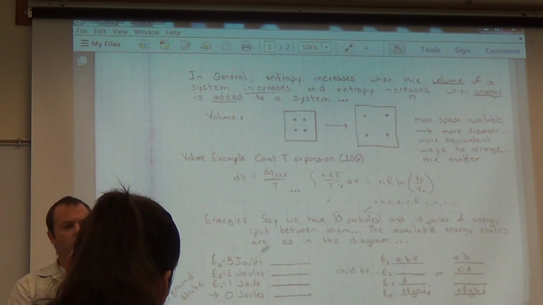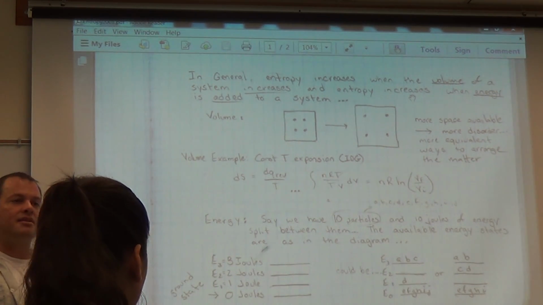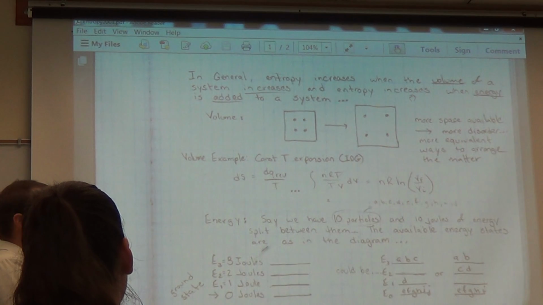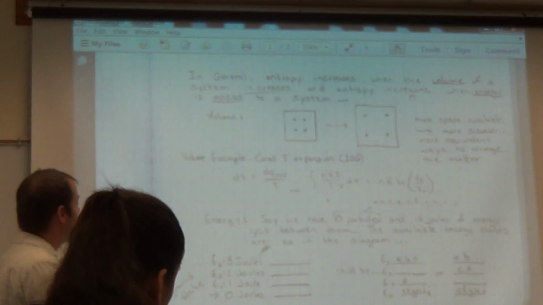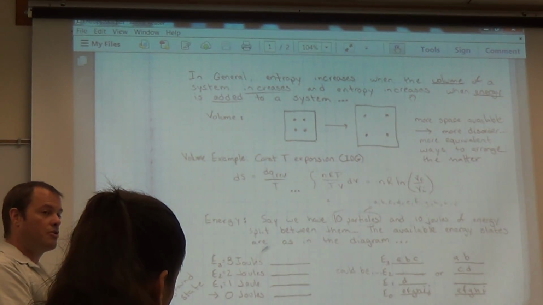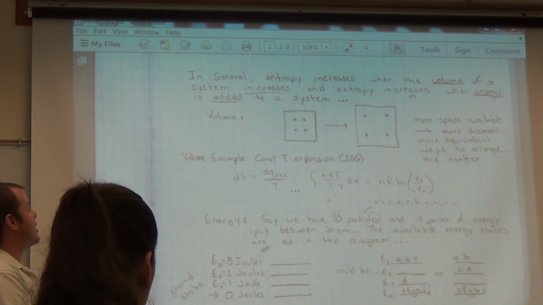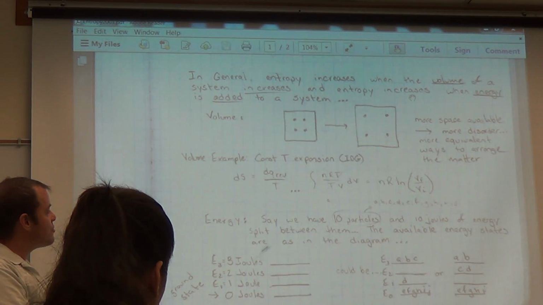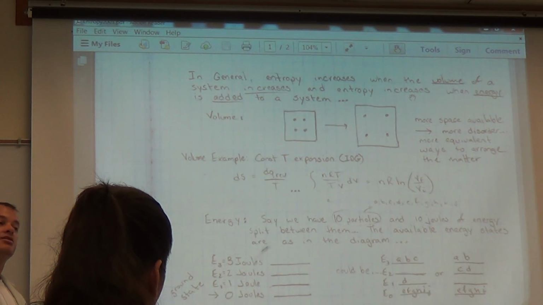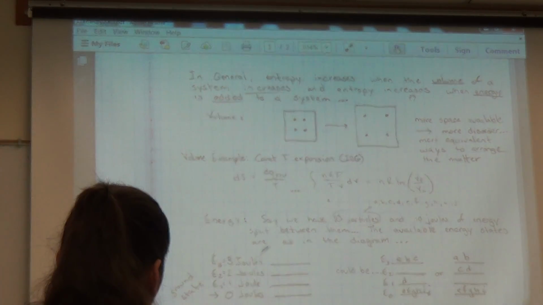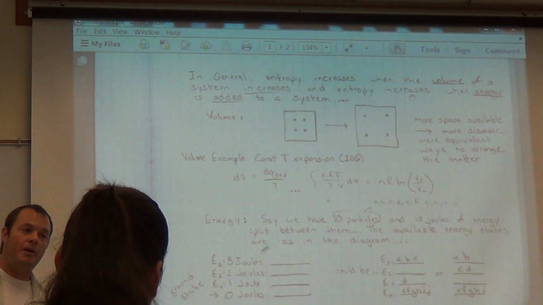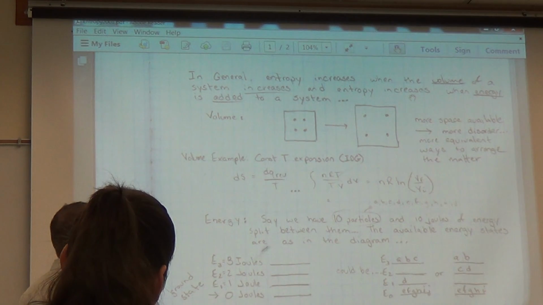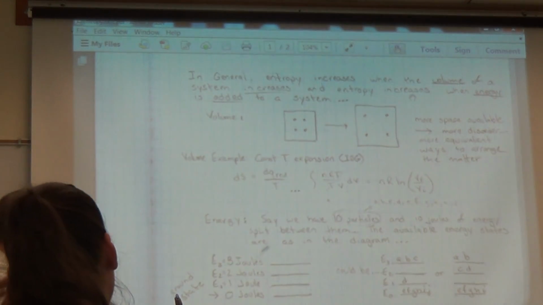And so when we were doing that volume one, we said dS is dq reversible over T, and we were forced to try to find a reversible process that would lead us from one volume to the other while not changing the temperature. Remember, it was a free expansion, it was isothermal, and ideal gases don't have intermolecular forces, and so there's no temperature change associated with expansion for an ideal gas. So we needed to find an isothermal reversible path that would lead us from our initial volume to our final volume. And we noted that isothermal reversible expansion is just such a path.